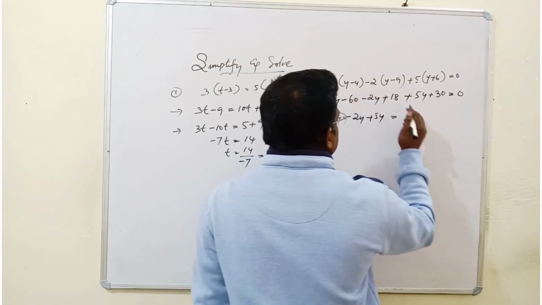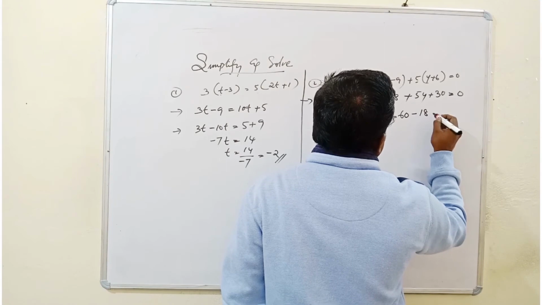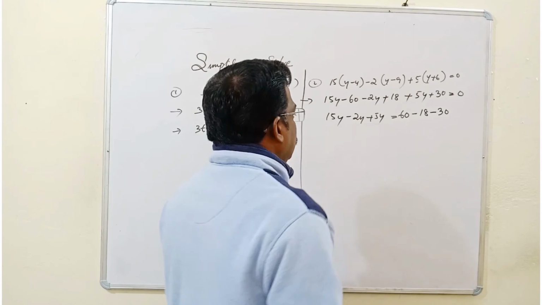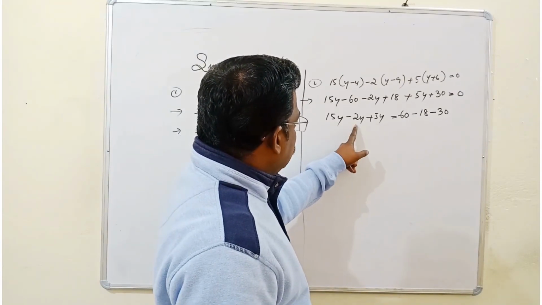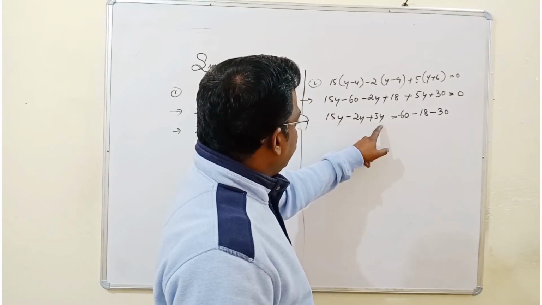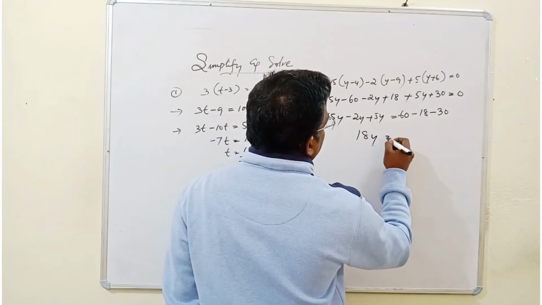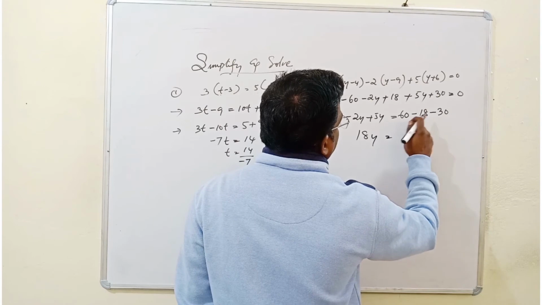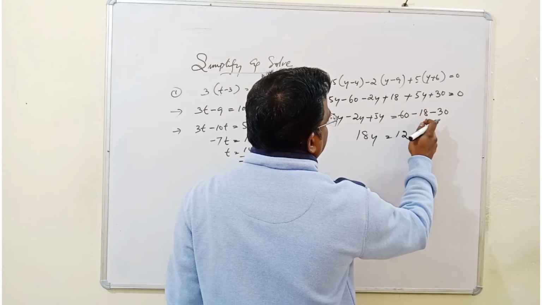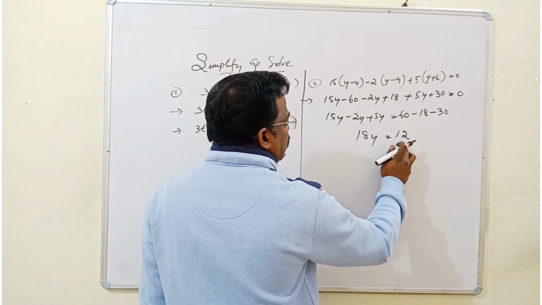So this minus 60 will become plus 60, plus 18 will become minus 18, this plus 30 will become minus 30. Okay, so 15y minus 2y plus 5y. So 15y and 5y are positive. 15 plus 5, 20, 20 minus 2, 18. 18y equals 60 minus 30 minus 18, that is, 60 minus 48, that is 12.